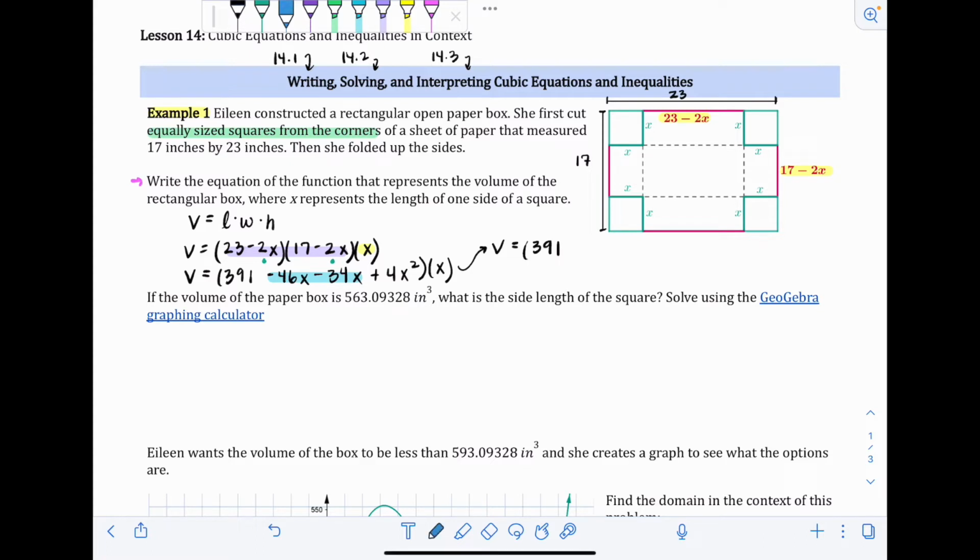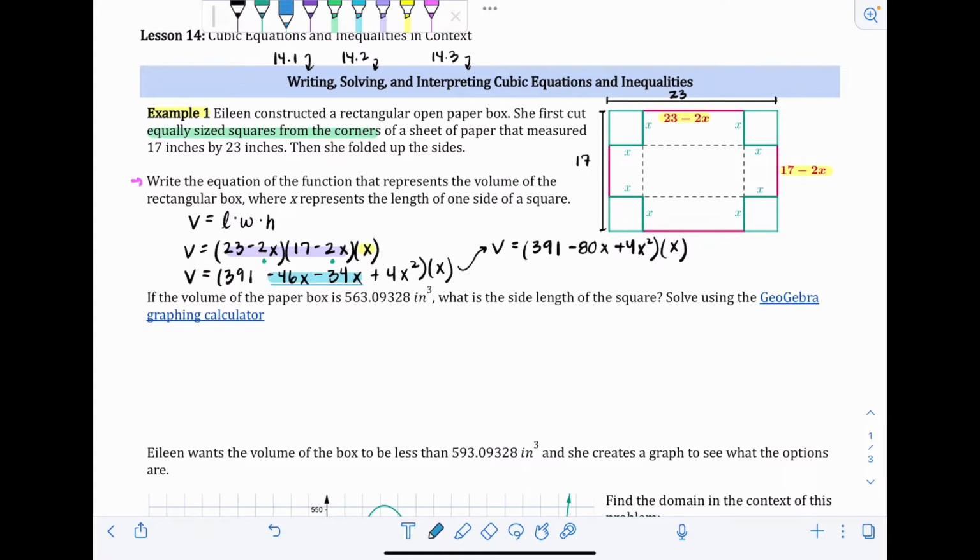And then now I can combine the like terms. So negative 46 minus 34 is negative 80, so minus 80x. And then next I just have to bring over my 4x squared, so plus 4x squared. And then times, close parentheses, and then times x. And then from there, we'll just distribute in the x.